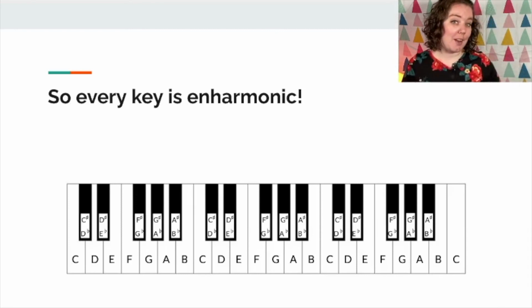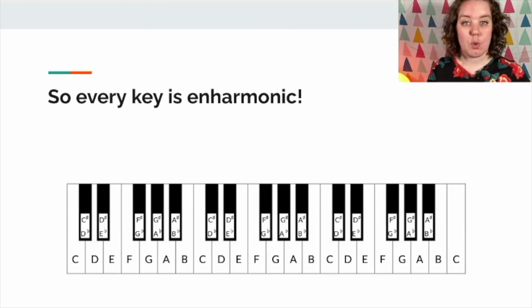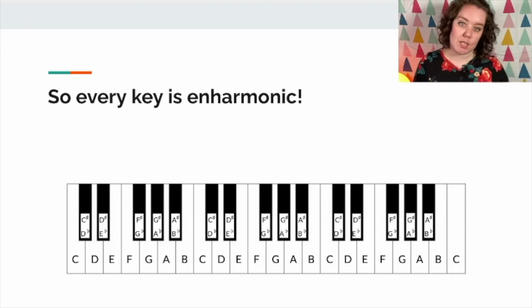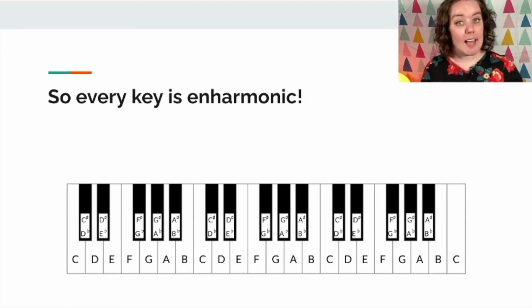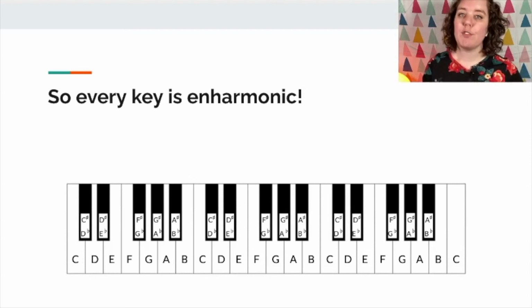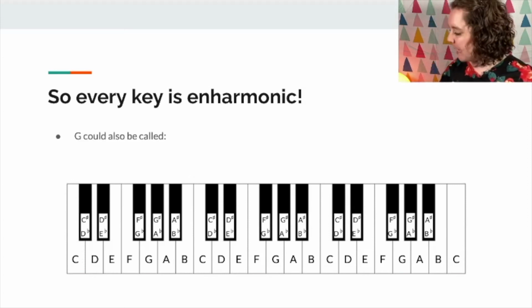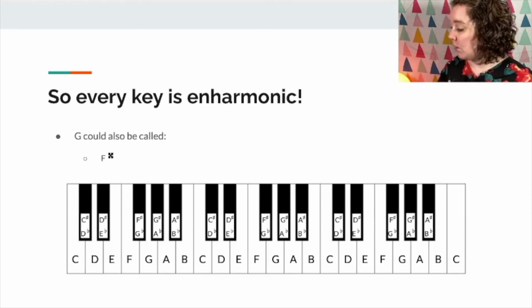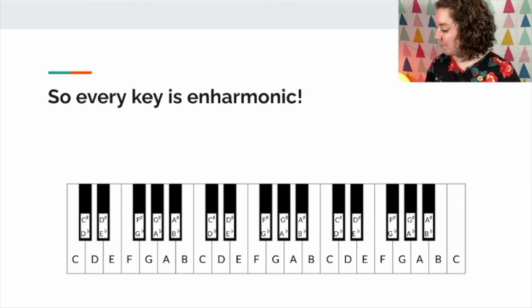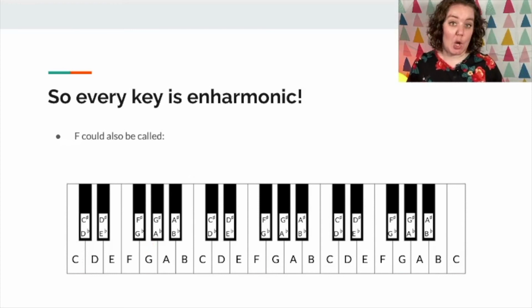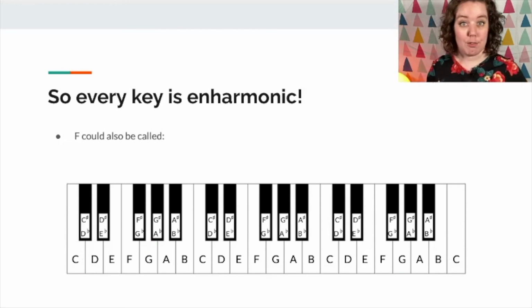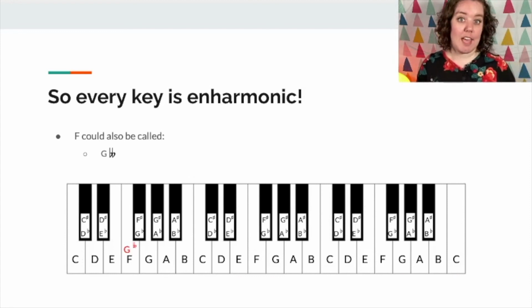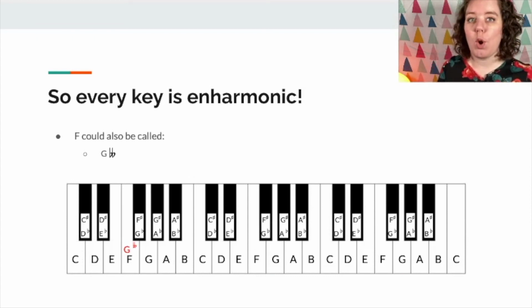So every key on the piano is technically enharmonic. I think a lot of us who are used to looking at the piano, who've maybe learned a little bit of music theory before now, just thought it was the black keys that have more than one name, but actually every single key on the piano can have more than one name. For example, G, if you're looking at it as two half steps up from F, could also be called F double sharp. F could also be called, if you're looking at it going two half steps down from G, G double flat. So every single key on the piano could actually have two or more names.